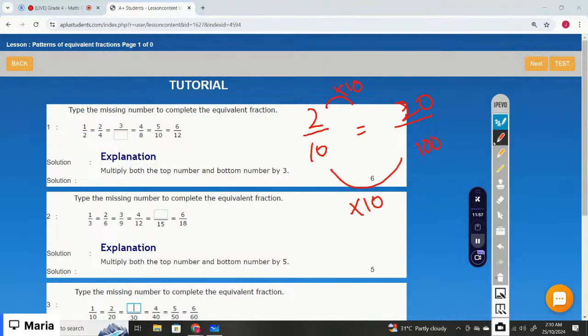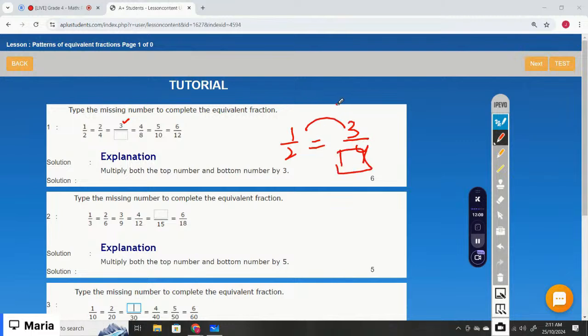Just look at the given one, right? Like you're given the numerator. 1 times 3 is 3, right? You can just take it like this. 1 times 3 is 3, right? Then you have to do 2 times 3, that is 6. So the missing number is 6. So the correct option is 6.